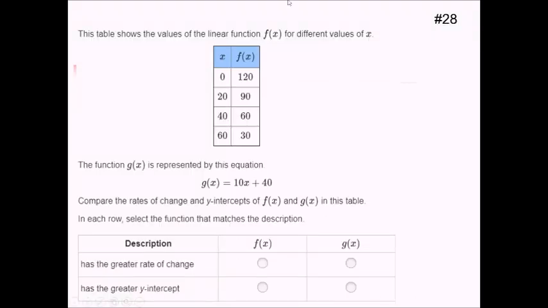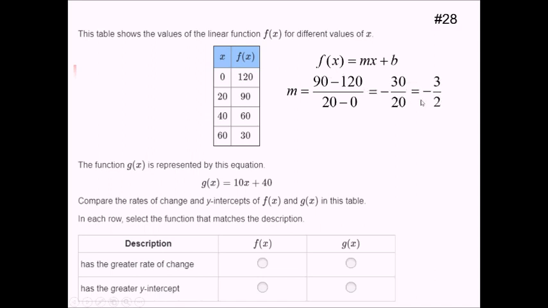For this problem, I've got a table of values for the linear function f of x and an explicit g of x function. I just want to compare these and see which one has a greater rate of change and a greater y-intercept. Let me start by writing f of x, which can be put in mx plus b form since it is linear. For the m value, I need rise over run, so that would be y2 minus y1, so 90 minus 120, over x2 minus x1, 20 minus 0. That's going to be negative 30 over 20, which I can reduce to negative 3/2.